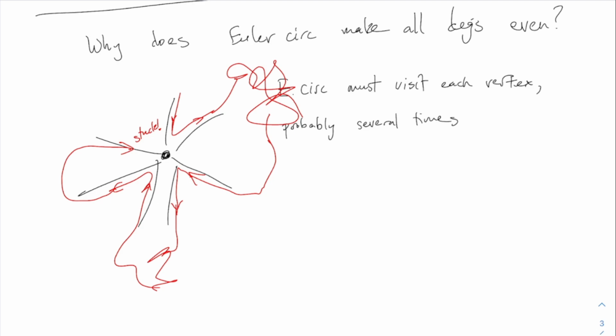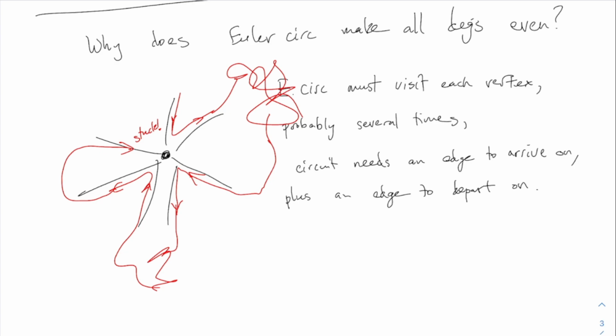So I'm going to say something like this. The Euler circuit must visit each vertex, probably several times, and the circuit needs an edge to arrive on plus an edge to depart on. Each arrival plus a departure requires 2 edges. You've got to do this 2 edges at a time. And if you ever had an extra edge left over, you're going to get stuck. It's going to arrive along that edge, but it won't be able to depart again. So the circuit needs an edge to arrive on plus an edge to depart on.